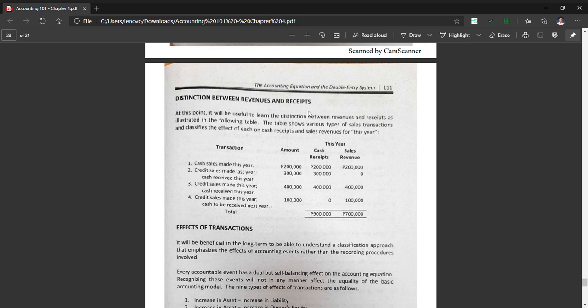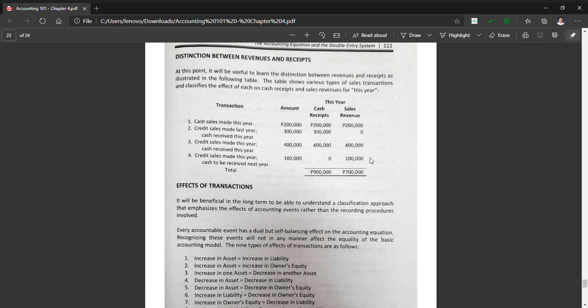So, distinction between revenues and receipts. At this point, it will be useful to learn the distinction between revenues and receipts as illustrated in the following table. The table shows various types of sales transactions and classifies the effect of each on cash receipts and sales revenues for this year. Okay, so meron tayong difference kasi, 'di ba? Hindi basis natin ang cash para mag-record ng revenue. So in this part, we will be distinguishing yung pag-record ng cash and pag-record ng revenue.